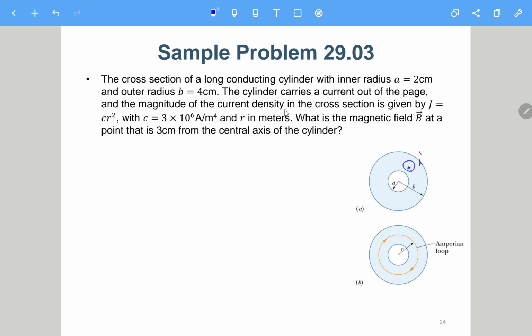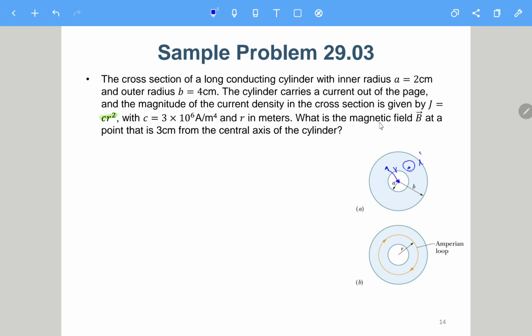And the magnitude of the current density in the cross section is given by J equals C r squared. This is not uniform. This is related to r. Okay, r means the distance from the center to a point somewhere. Okay, so for example, if we define the Ampere loop here, this is the r, r from small a to small b.